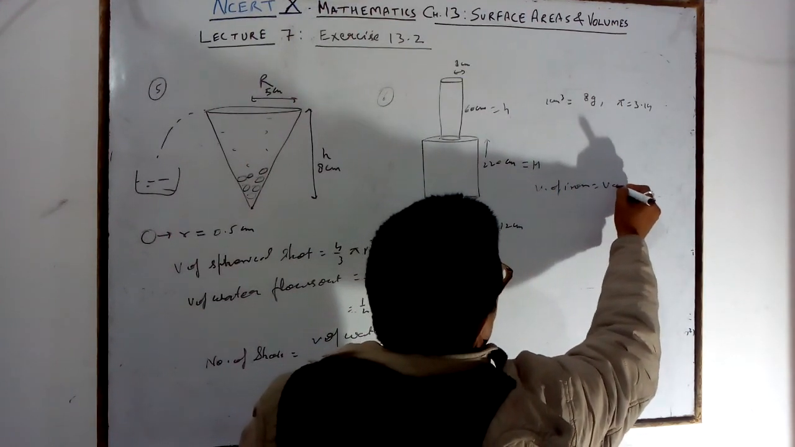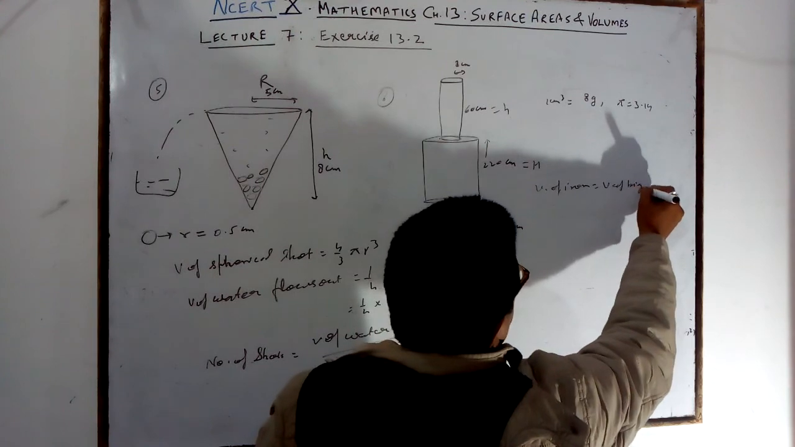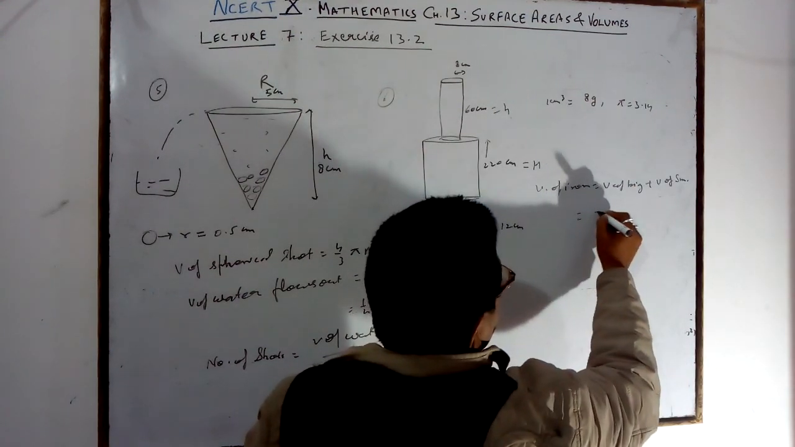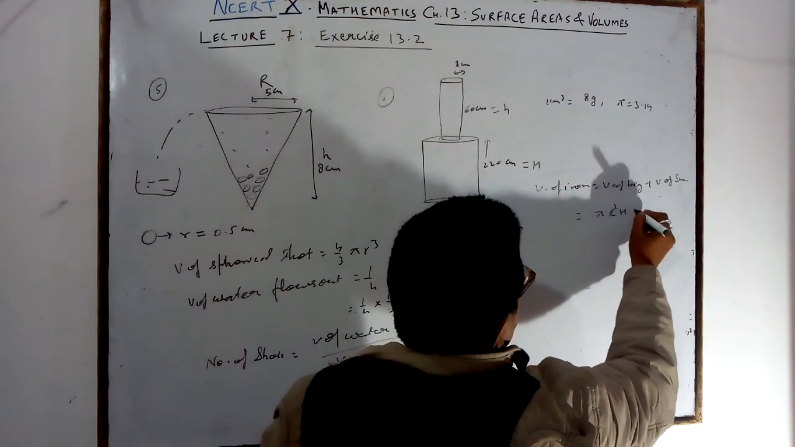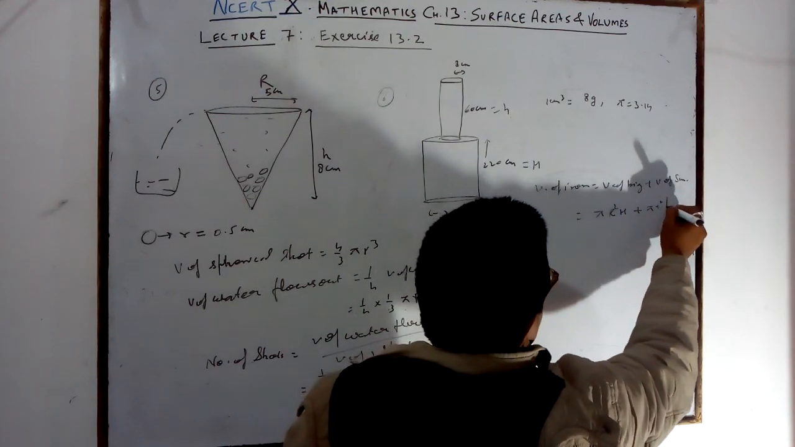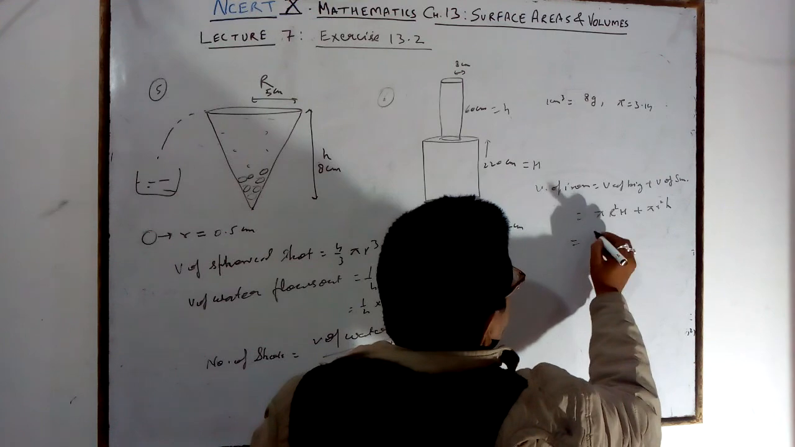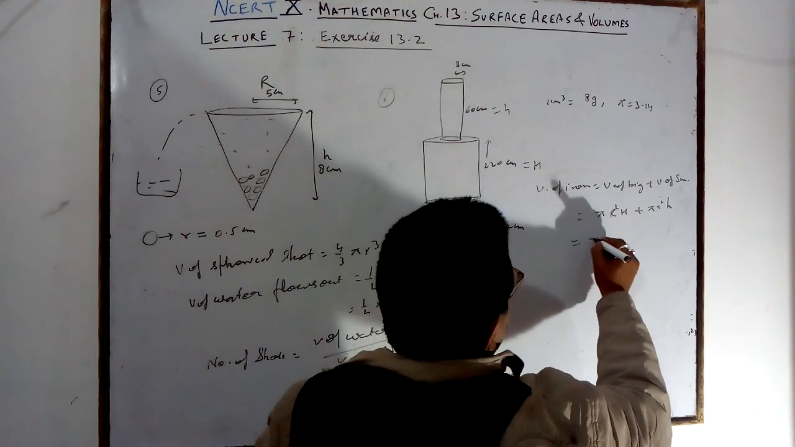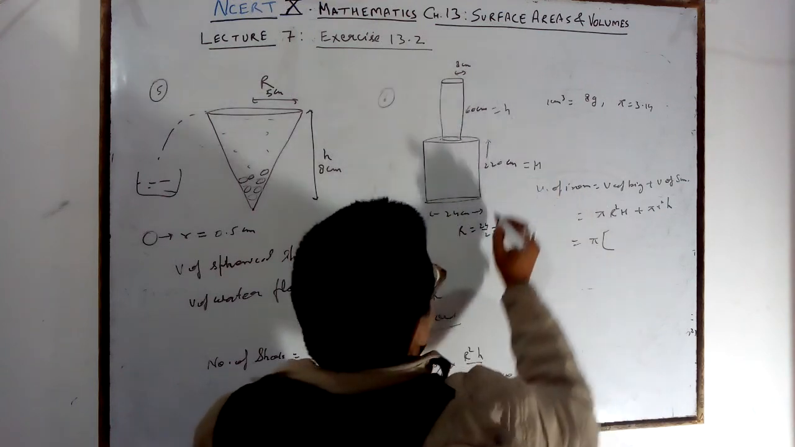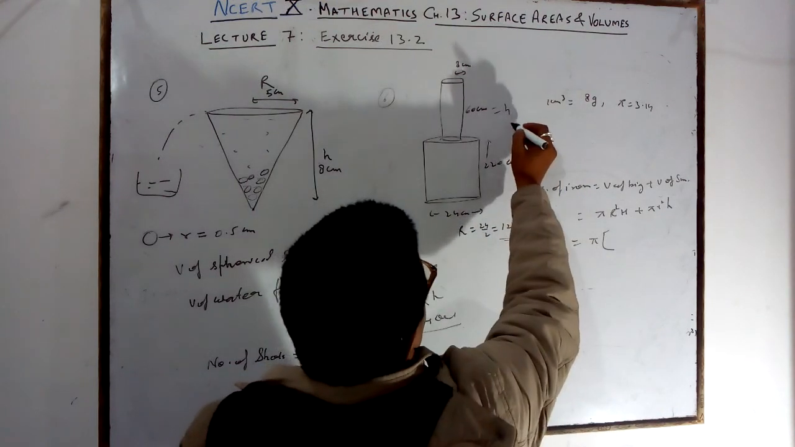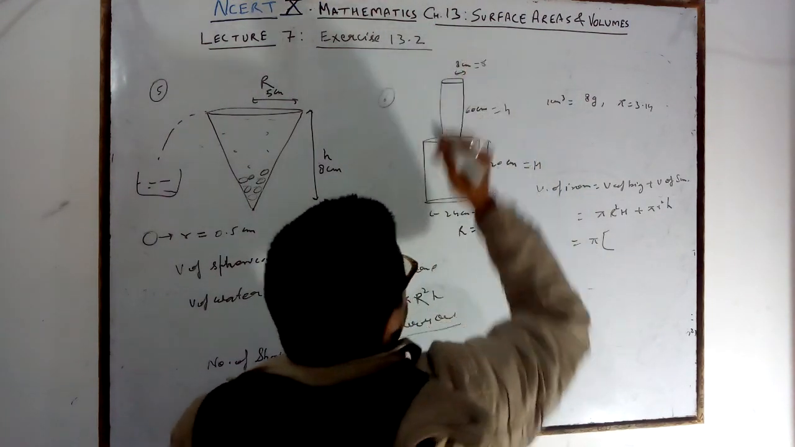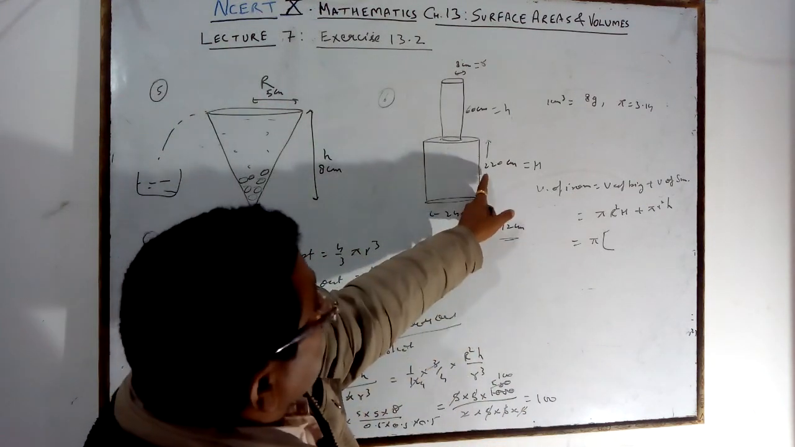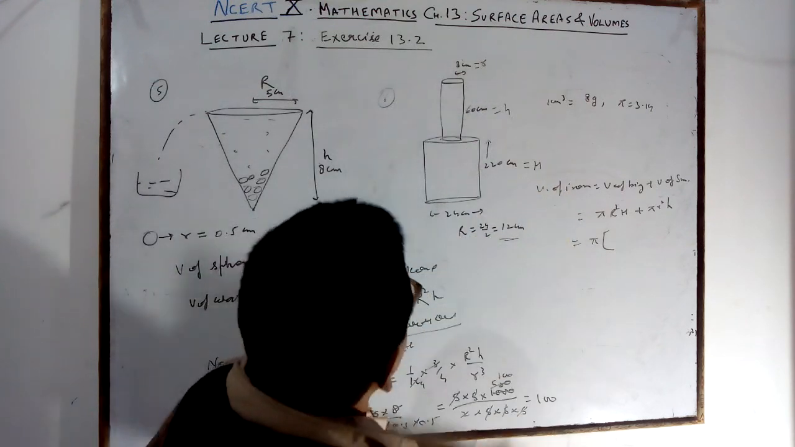Volume of iron is equal to volume of big plus volume of small. Both are cylinders. Pi capital R square capital H plus pi small r square small h. So you put the values. Pi is common. Capital R is 12, small r is 8, capital H is 220, small h is 60. That you can do.